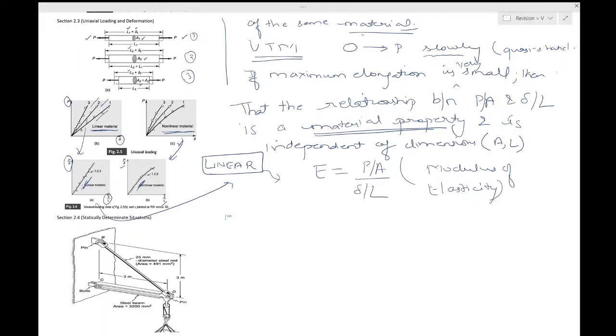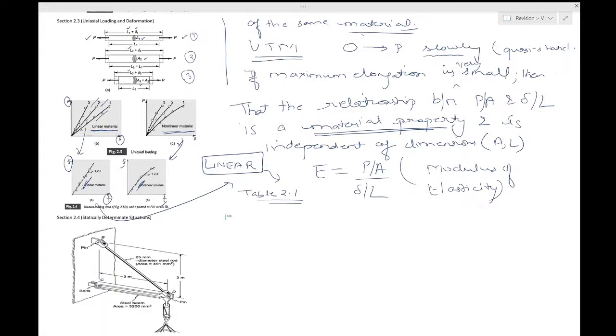Now you can look up table 2.1 in your textbook, and then you will be able to find the values of this modulus of elasticity for different materials. For example, steel has an elasticity modulus of 205 × 10⁶ kilonewton per meter square. Compare that to rubber, that is only around 50 × 10⁻² kilonewton per meter square. So the stiffness is much higher, the Young's modulus is much higher for steel compared to rubber or any other epoxy and so on. That is something which you can easily observe from table 2.1, and you will be using the table for some other data in solving the problem.